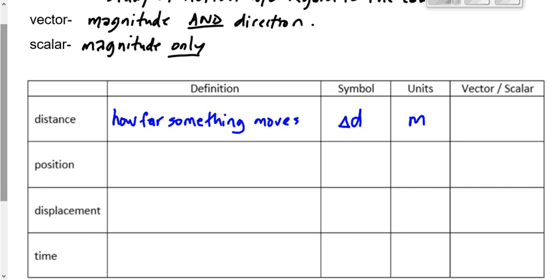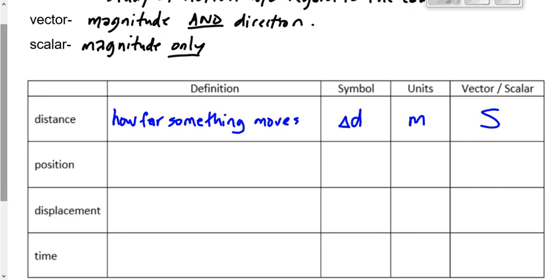And finally, is distance a vector or a scalar? The distance between Okotoks and downtown Calgary is 39 kilometers. We don't put a direction with that. The distance is 39 kilometers. So distance is a scalar. It's the cornflakes of kinematics. There's no direction.